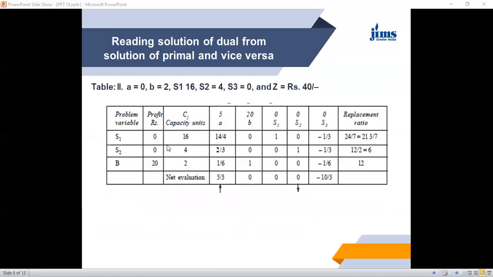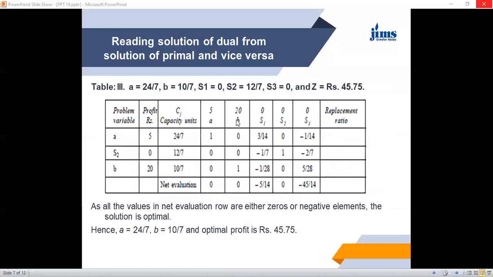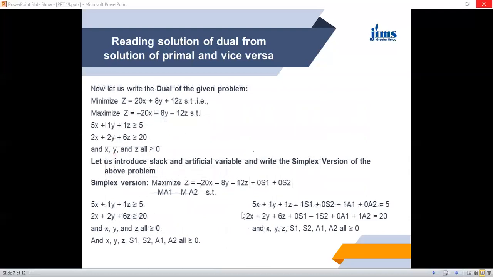So if we put 5 into 24 by 7 plus 20 into 10 by 7, this comes to 45.75. A is equal to 24 by 7, B is equal to 10 by 7. This is our optimal value of the primal solution. Now we write the dual of this given problem.